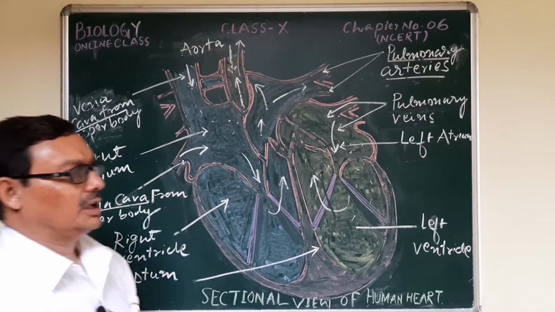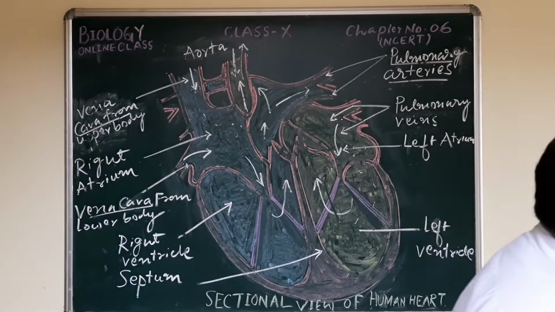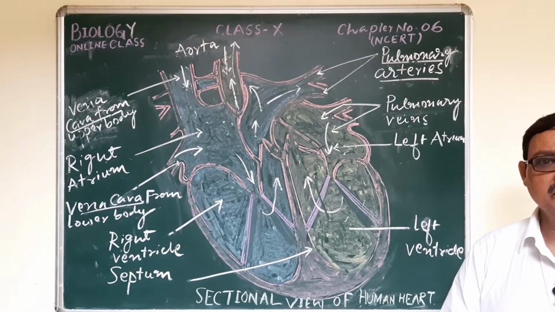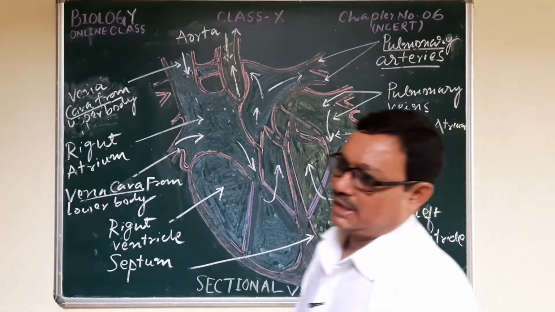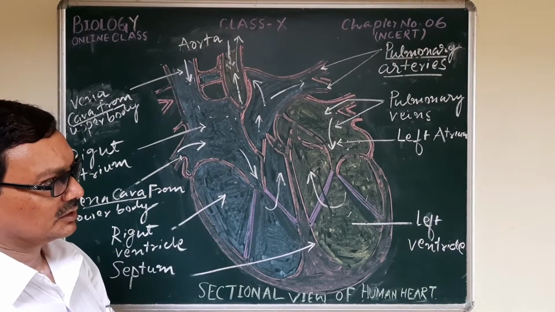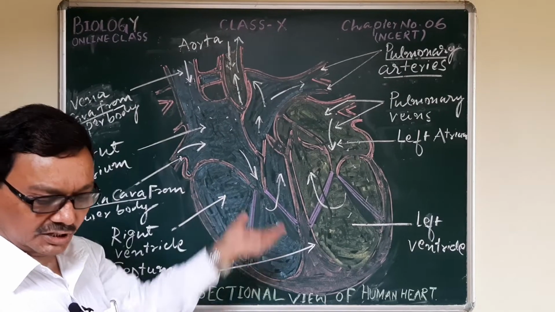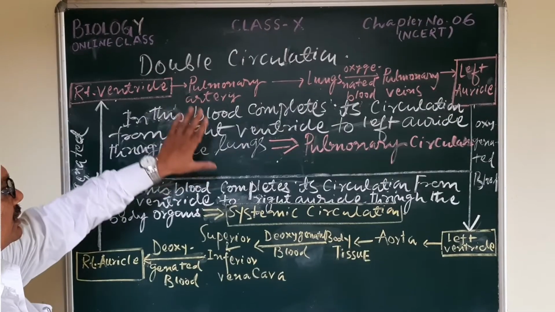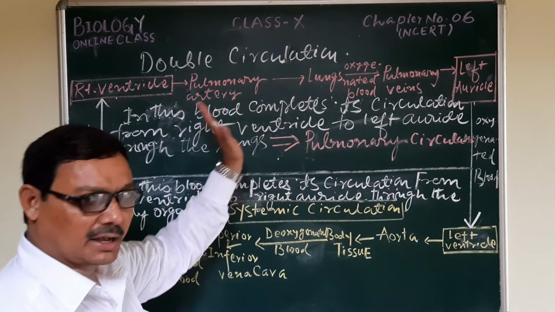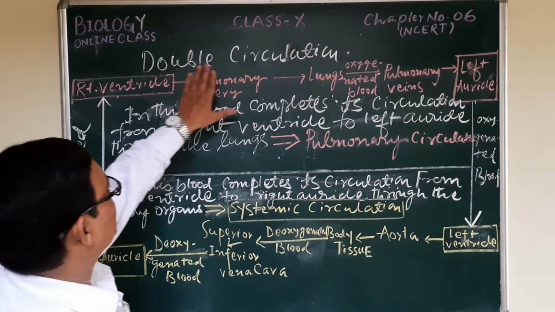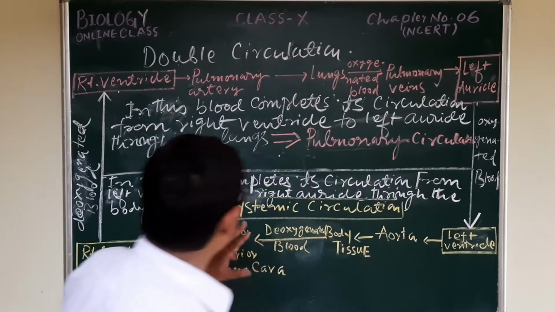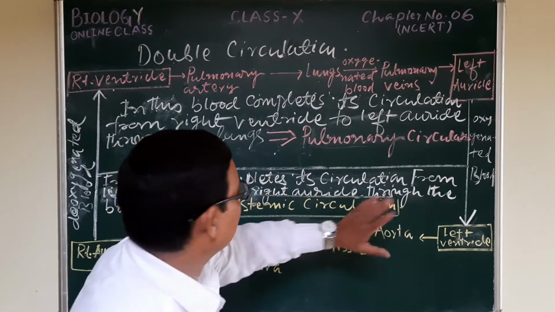Such type of blood circulation is known as double circulation, and it will be explained in two different steps, the pulmonary and systemic circulation. In the next part we will discuss that. Course of blood circulation through the human heart: we have seen that blood circulates twice from the heart, and that will be distributed in two different parts, the pulmonary circulation and systemic circulation.